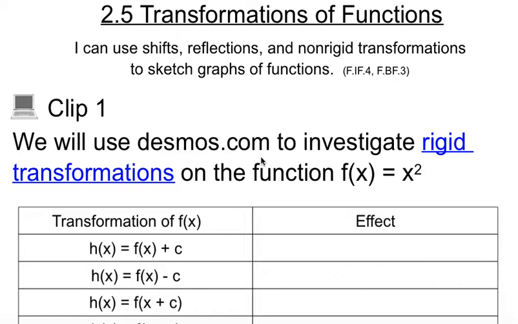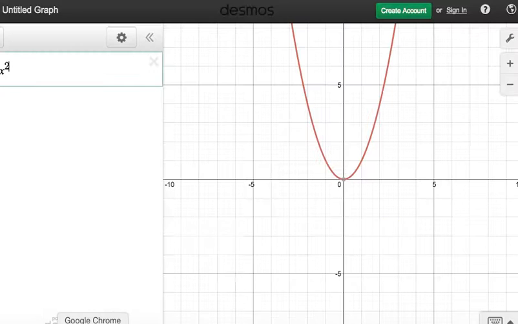So we're going to start with rigid transformations. Rigid transformations is where the shape of the graph doesn't change, it just moves around a bit. So we're going to investigate f of x equals x squared, which is a basic quadratic. We're familiar with this from our parent functions. And we're going to start over on Desmos with this. You can see that I've already graphed x squared, and there's our parabola.